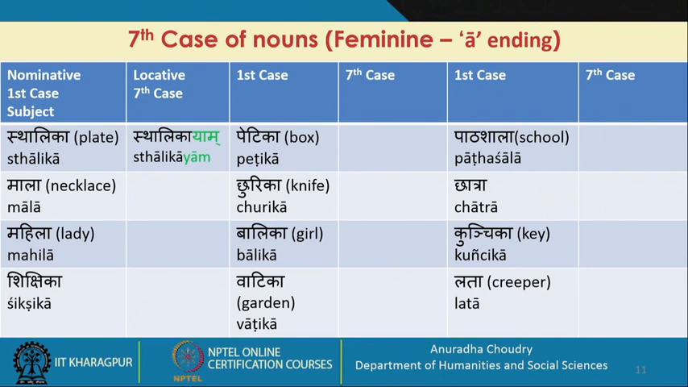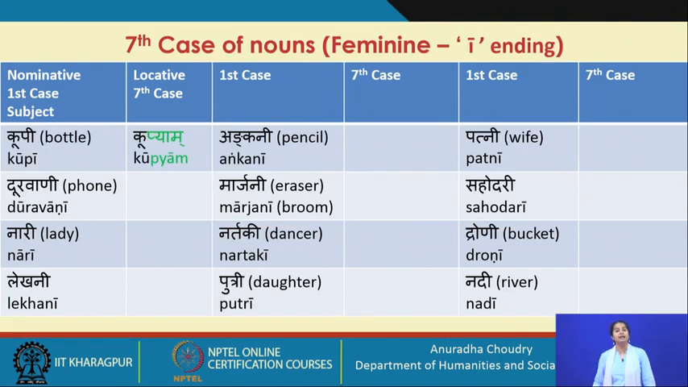So if you see the screen now, we have sthalika, sthalikayam, mala, malayam, mahila, mahilayam, shikshika, shikshikayam, petika, churika, churikayam, balika, balikayam, vatika, vatikayam, patashala, patashalayam, chhatra, chhatrayam, kunchika, kunchikayam, lata, latayam. Uttamam.